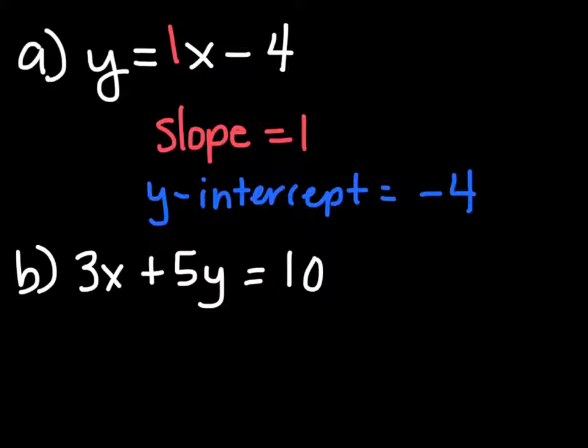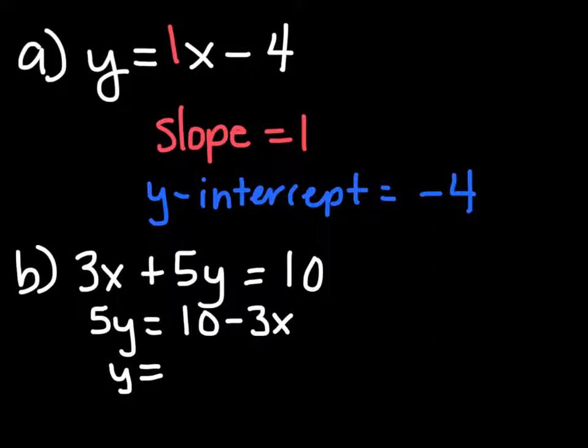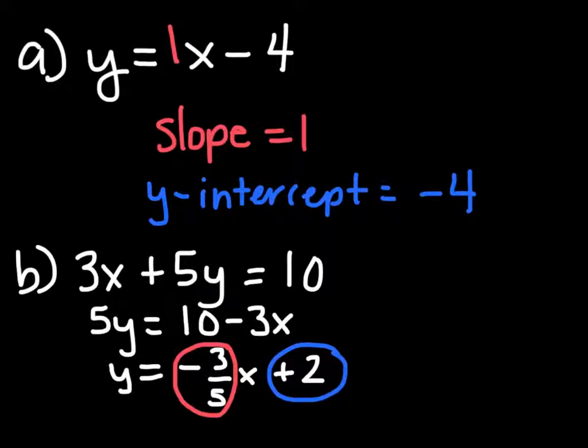In this equation, 3x plus 5y equals 10, we first need to solve for y to put the equation in slope-intercept form. So we'll begin by isolating the y term on its own side, and then dividing each side by 5 to isolate y. That will give us y equals negative 3/5 x plus 2. So this line has a slope of negative 3/5 and a y-intercept of positive 2.